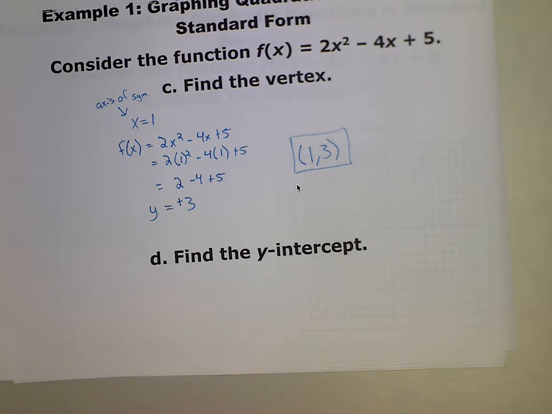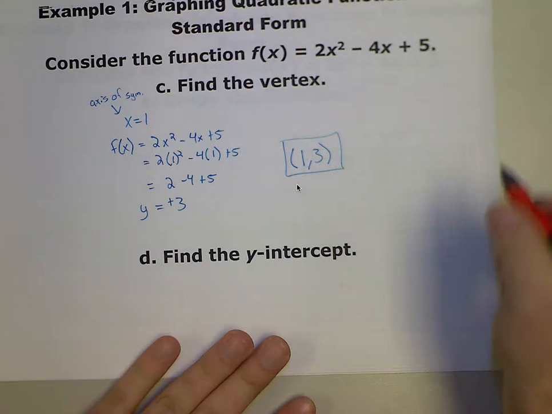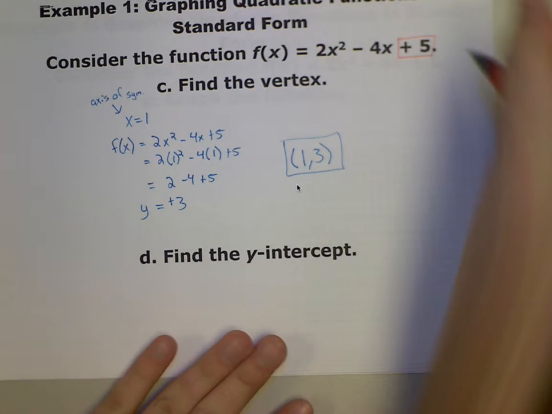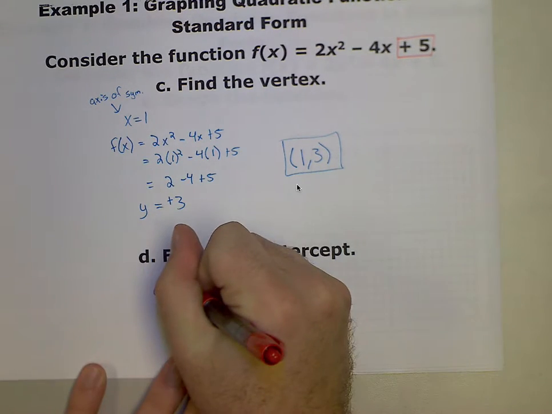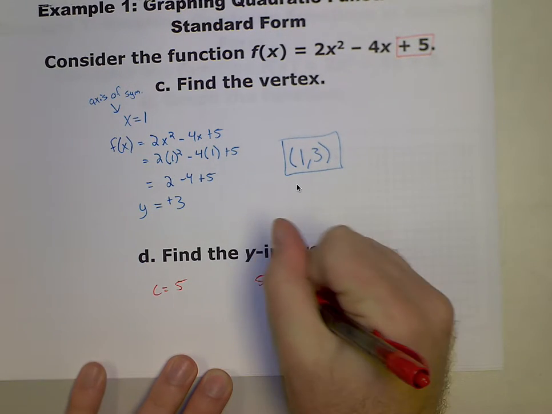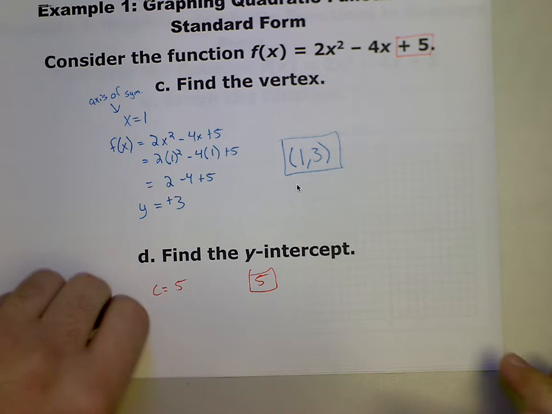Last one here is going to be to find the y-intercept. That y-intercept was based on our c value, which here is just that 5. So c is equal to 5, so my y-intercept is 5. That should be one of our easier steps here. Y-intercept is just that c value, which here is the plus 5.